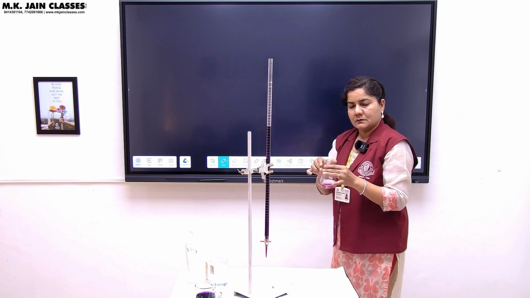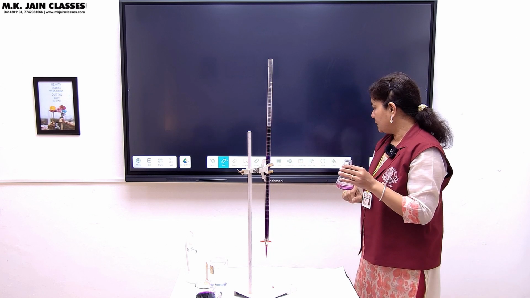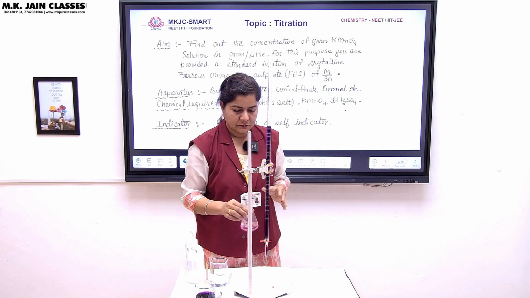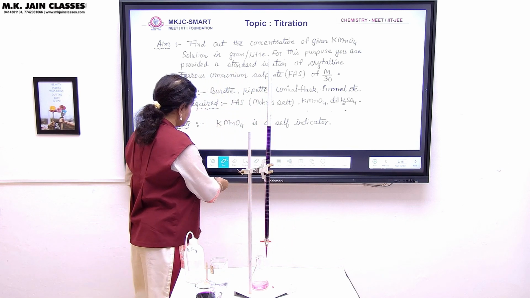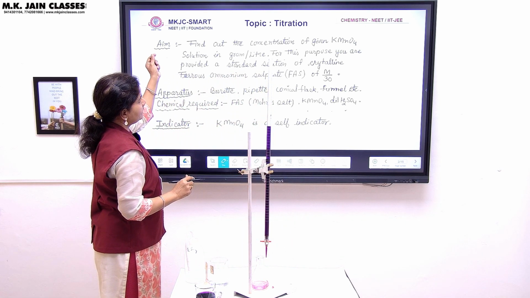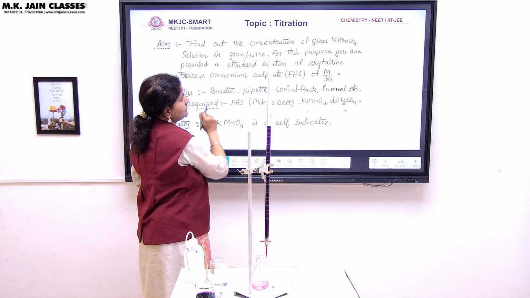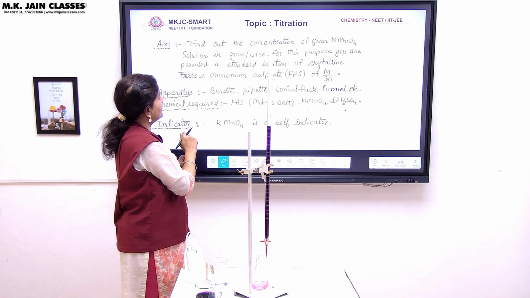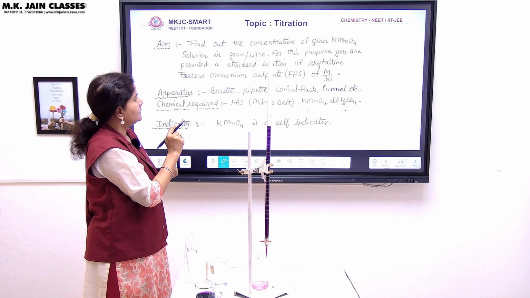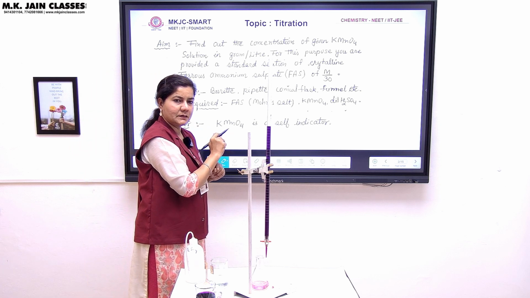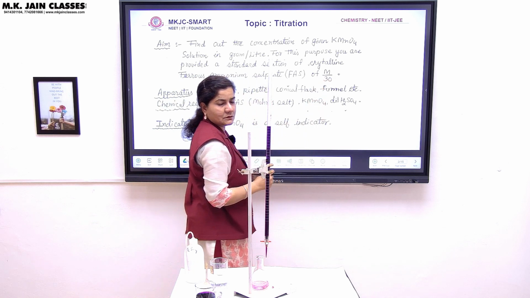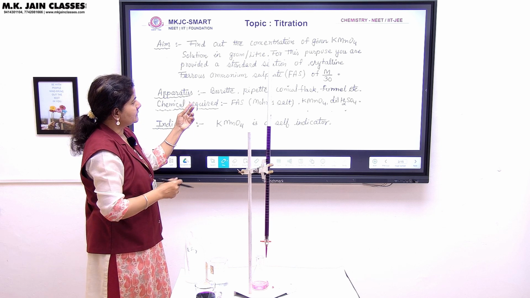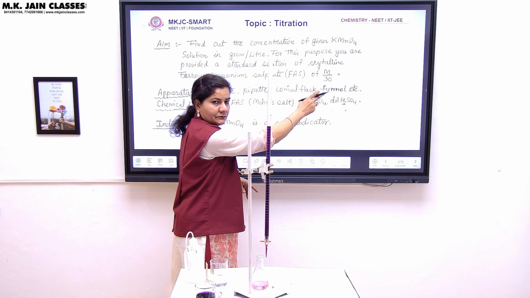So now for this titration, I am showing you the slide over here. In the slide, the object is written. So see this slide. Our aim is to find out the concentration of the given KMnO4 solution in gram per liter. For this purpose, you are provided a standard solution of crystalline ferrous ammonium sulfate of M by 30. The M by 30 is the known concentration of ferrous ammonium sulfate. Now, what we require over here, the instruments are written here: burette, pipette, conical flask, funnel, etc.